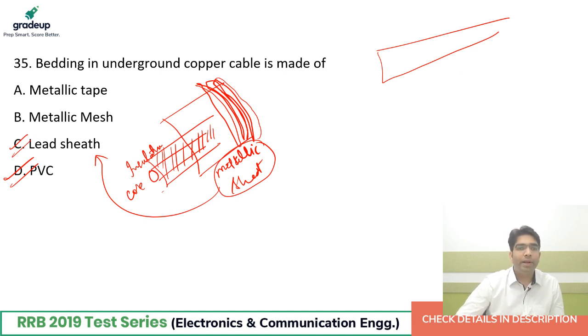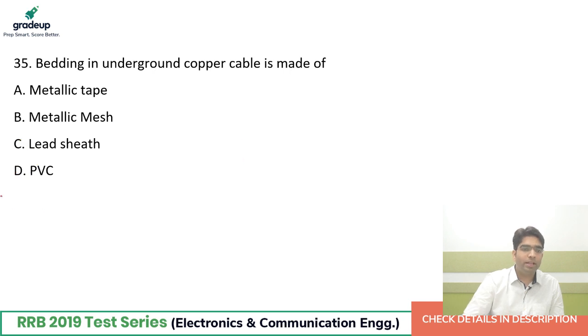So bedding in the copper cable is made up of PVC. Bedding should be such a material that can absorb the shock due to upper armoring.